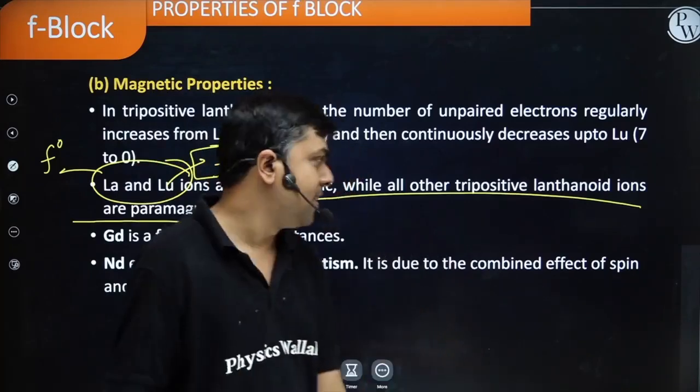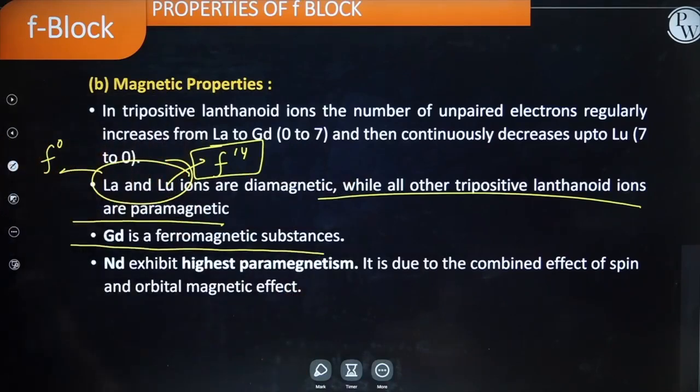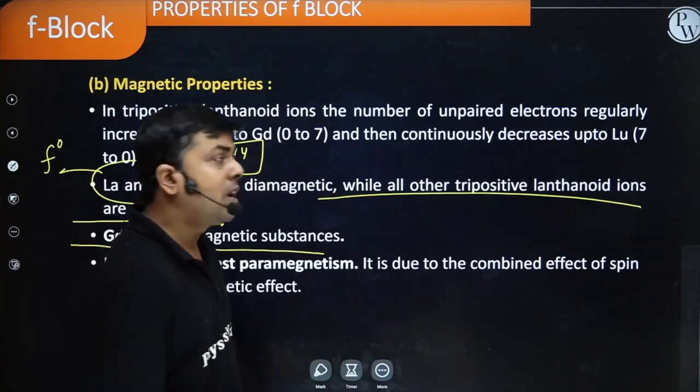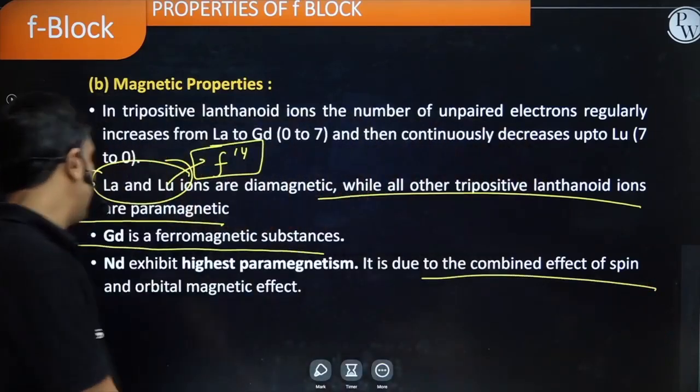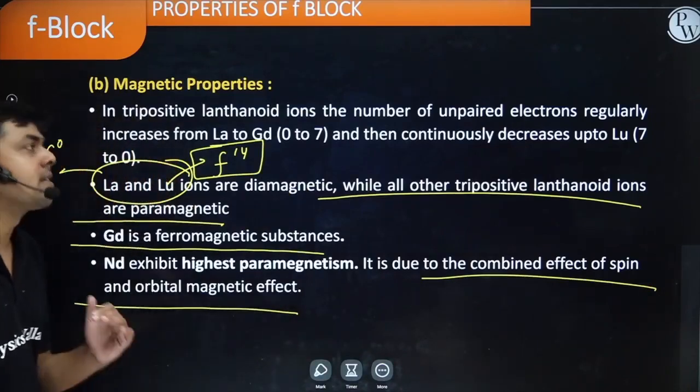Am I clear? Okay. Gadolinium is a ferromagnetic substance. Nd exhibits the highest paramagnetism and it is mainly due to the combined effect of spin and orbital magnetic effect. Am I clear, students? Let's move ahead.